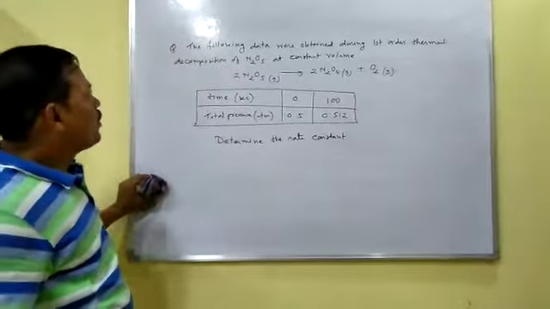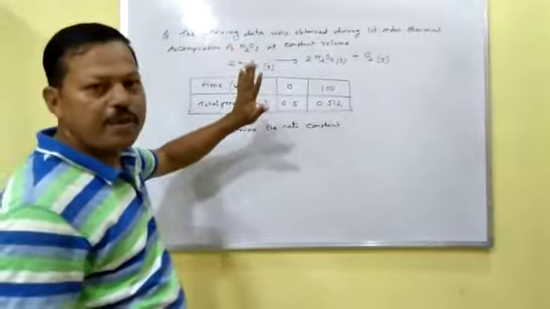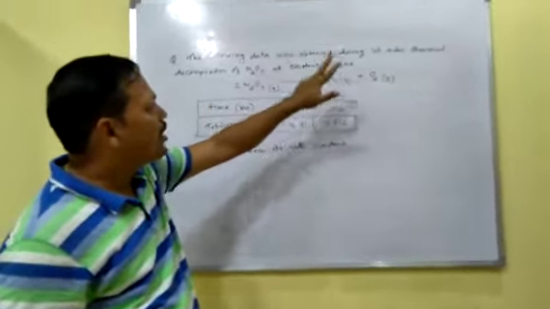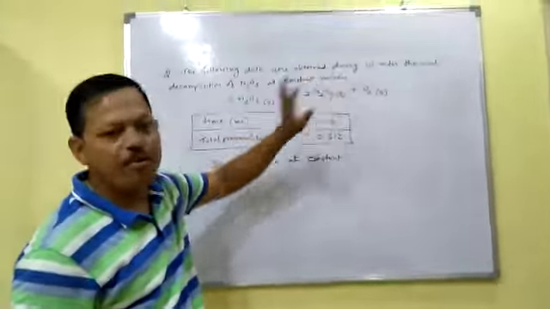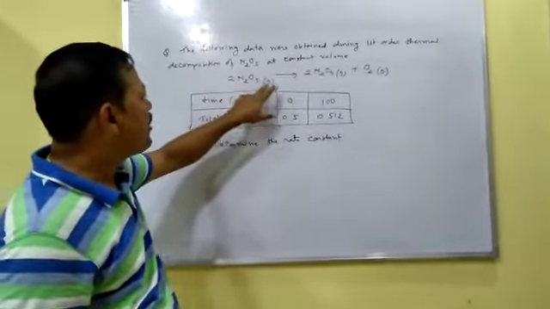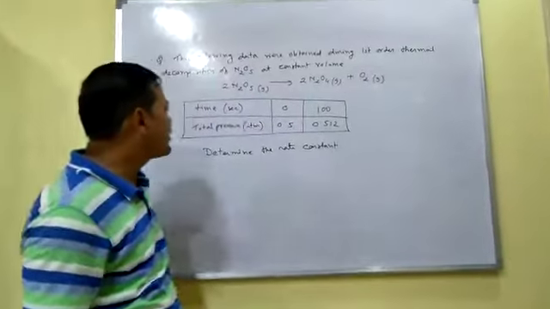Okay, this is one of the questions based on pressure. Look at the question first, after that I will clear the board. The following data were obtained during first order thermal decomposition of N2O5 at constant volume. Volume is constant. The reaction is 2 N2O5 gas produces 2 N2O4 plus O2 gas.